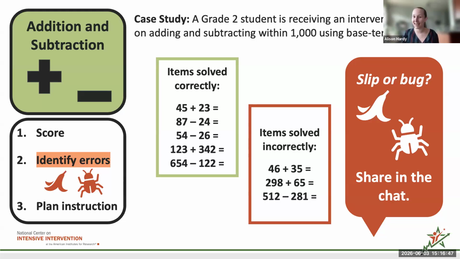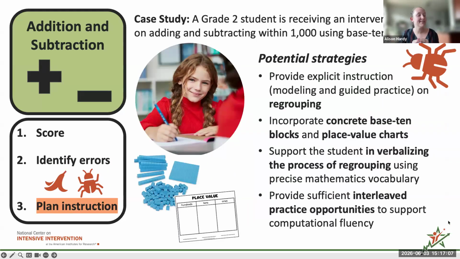And would you guys say that this is an example of a slip or a bug? We'll start with a slow ball. Definitely a bug. Absolutely. And it's probably one of the most common bugs that we see in early elementary school with addition and subtraction. So now that we've identified the bug, we get to plan instruction.